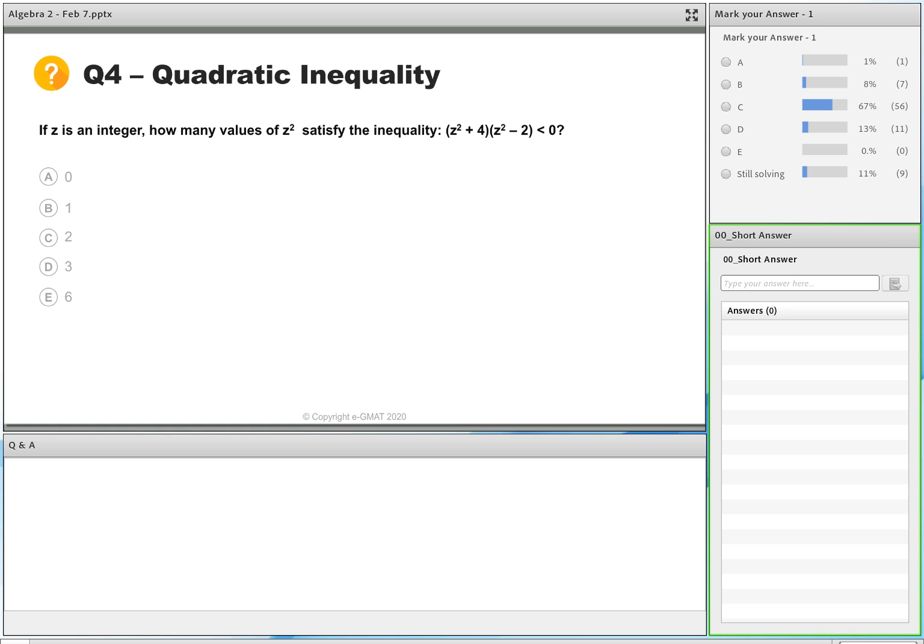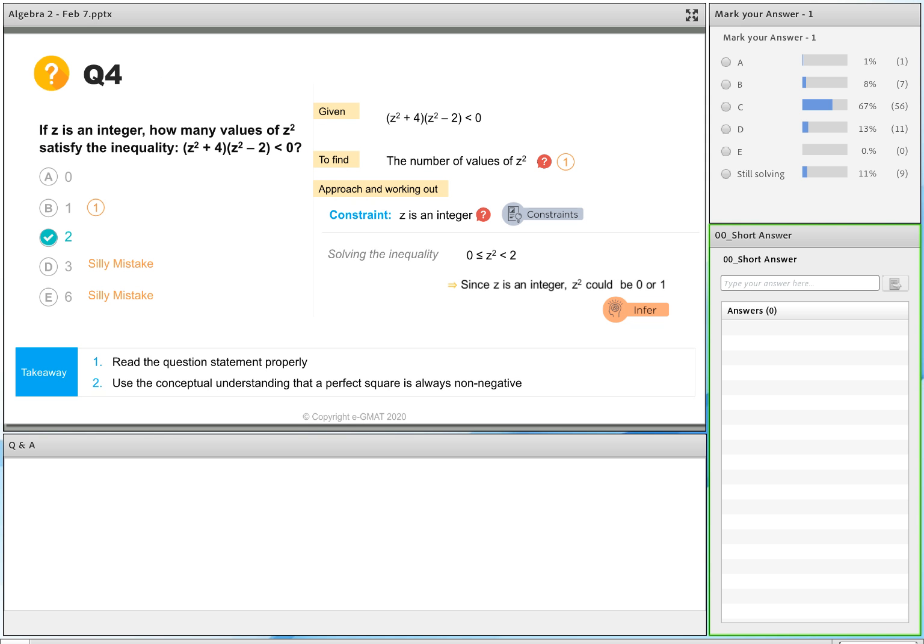If Z is an integer, again, a very important constraint for this question. How many values of Z square, so if Z is an integer, Z square also needs to be an integer, satisfy the inequality Z square plus 4 times Z square minus 2 is negative. This was something that we had in the last question. And from that last question, we found this inequality, that Z square needs to be either greater than or equal to 0, or it's less than 2.